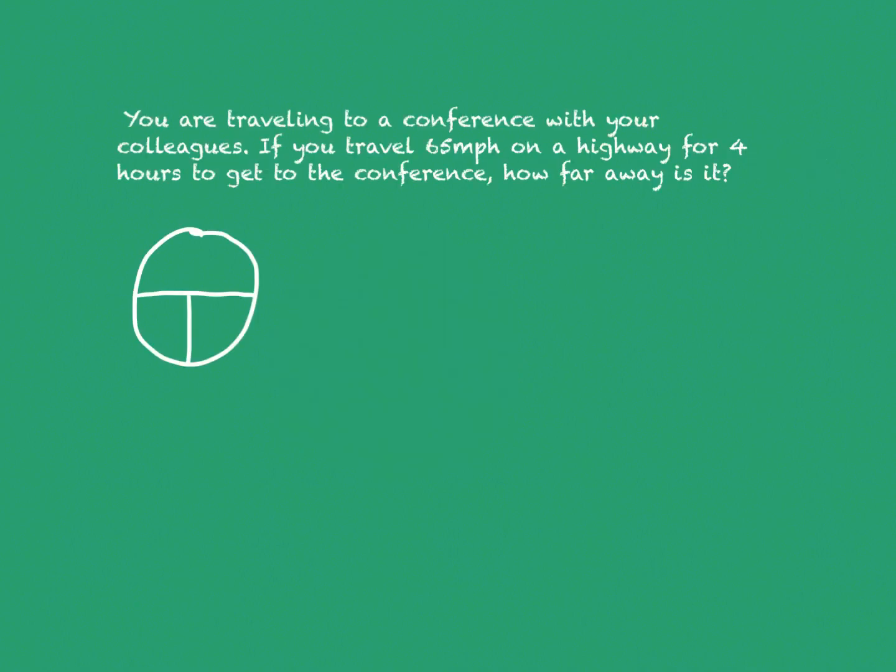You're traveling to a conference with your colleagues. If you travel 65 miles an hour on a highway for 4 hours to get to the conference, how far away is it? Keep in mind the distance is rate, 65 miles an hour, times 4 hours. These two numbers are next to each other in the circle, so they are multiplied. 65 times 4 is 260 miles.